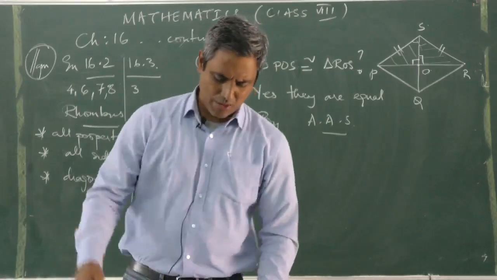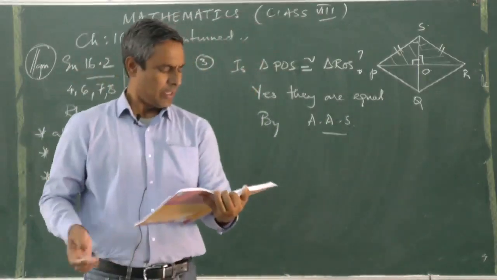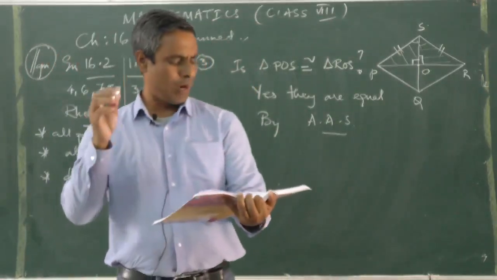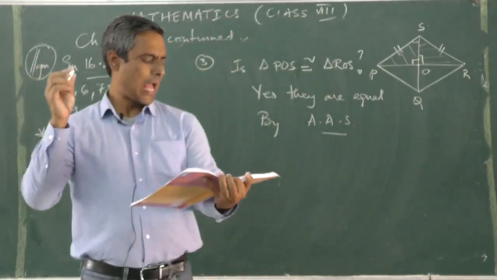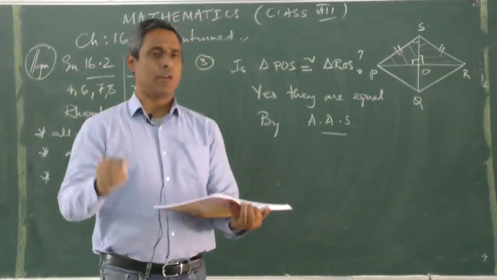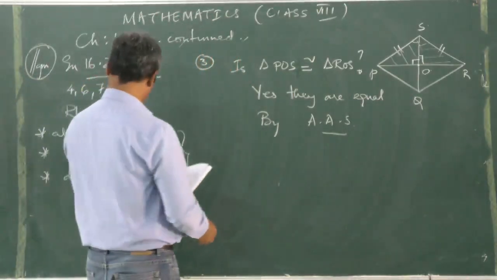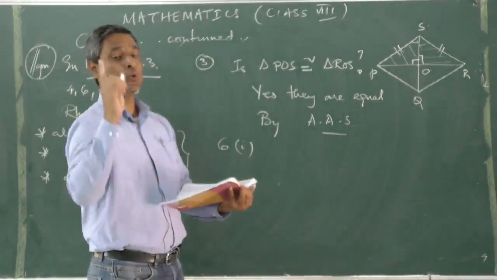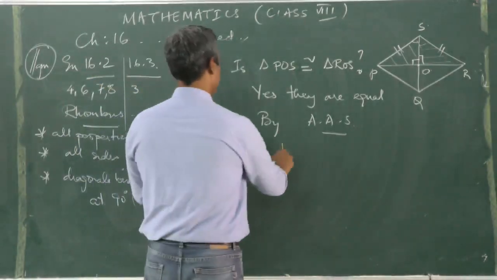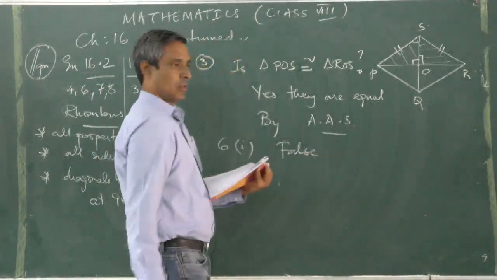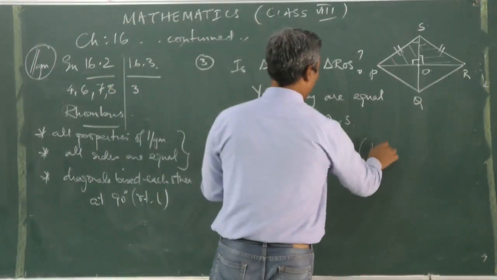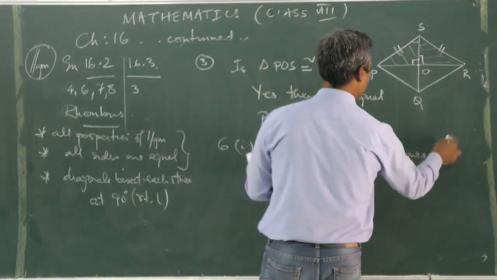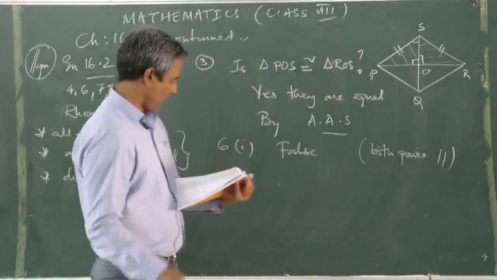Question 6, state true or false. Let me discuss this with you. State whether the following statements are true or false. Number 1, a rhombus has only one pair of parallel sides. This is question 6, part 1. A rhombus has two pairs of parallel sides. So this is false, because it has both pairs of parallel sides. Both pairs are parallel.